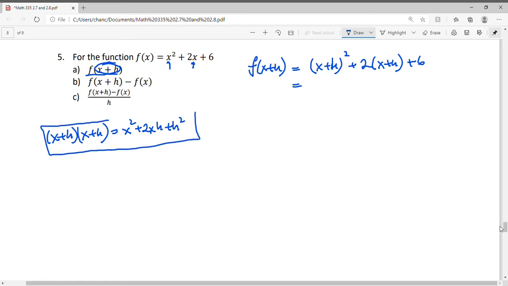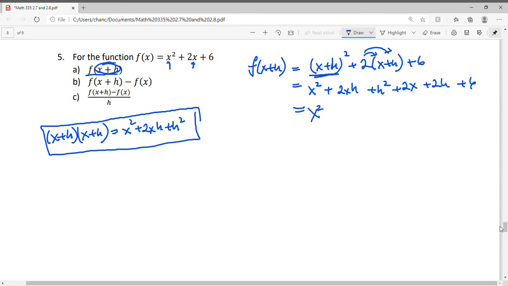Double check that the FOILing gets this output. Now I can replace (x plus h) squared with x squared plus 2xh plus h squared and distribute the 2. That is 2x plus 2h plus 6. Now let's double check to make sure that we can collect like terms. x squared is by itself. 2xh cannot be added with anything. h squared cannot be added with anything. 2x cannot be added with anything. 2h has to stay by itself, and 6 has to stay by itself.